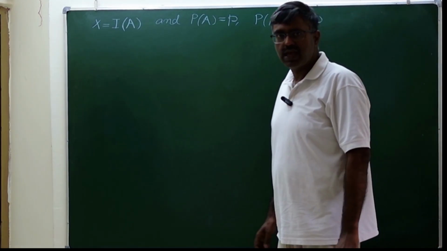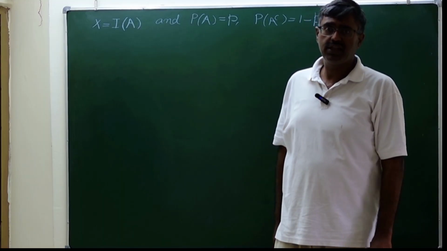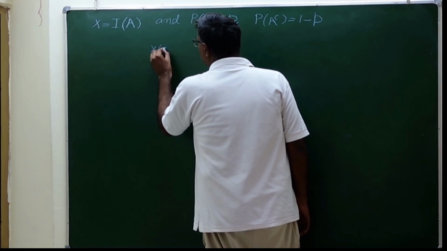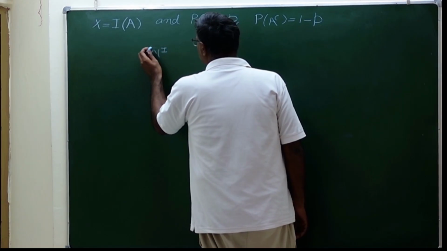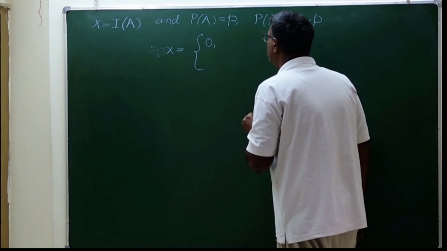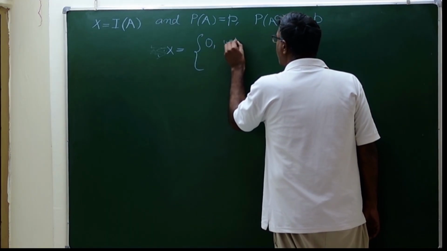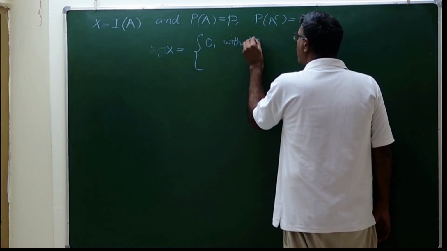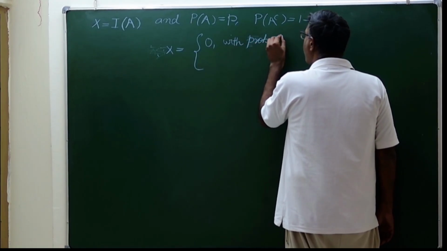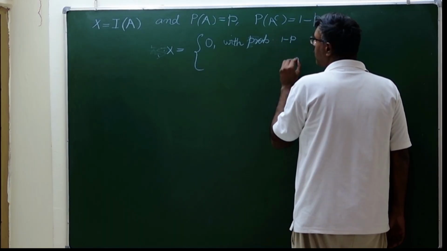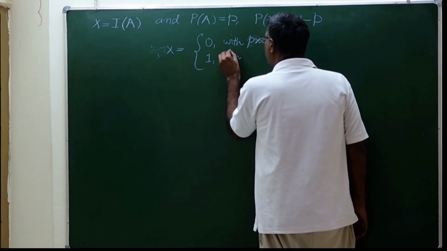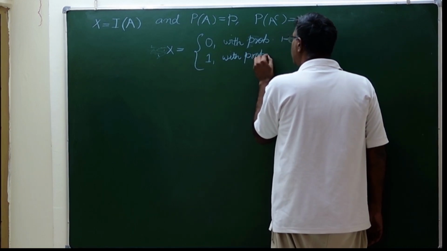Since X is an indicator random variable, it will take only two possible values, which are 0 and 1. So X will be taking the value 0 with probability 1 minus p and value 1 with probability p.